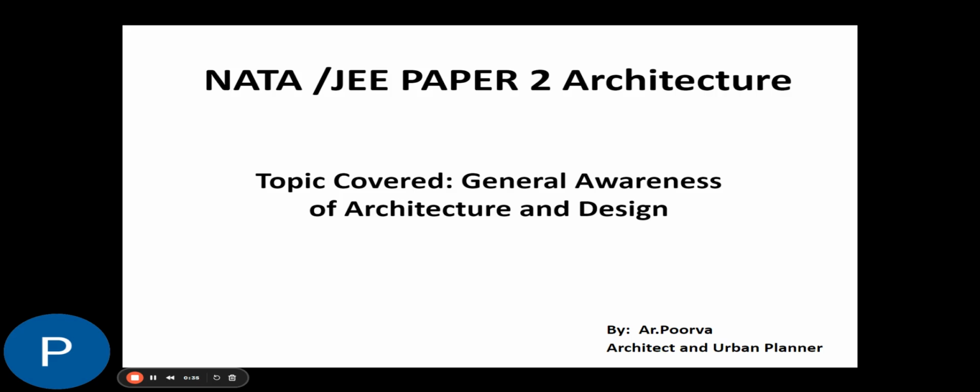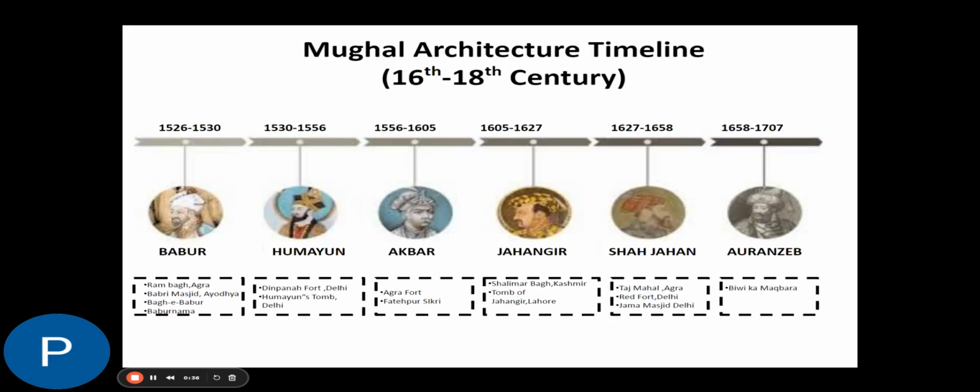So, the topic which we'll be covering today is Mughal architecture. So, what is Mughal architecture? Mughal architecture is the architecture of the Mughal dynasty, which is a blend of Indian, Persian, and Turkish architecture. The timeline for this Mughal architecture is the 16th to 18th century.